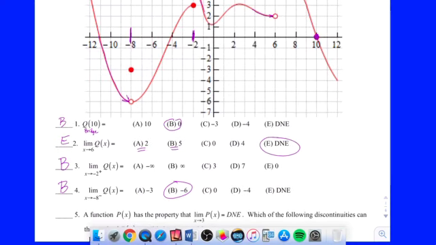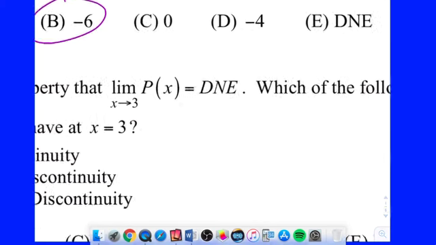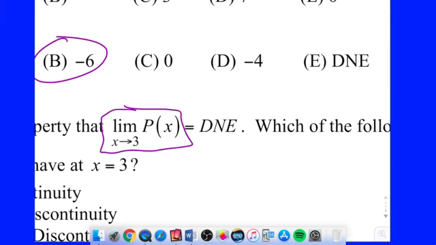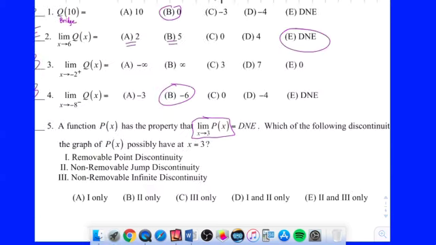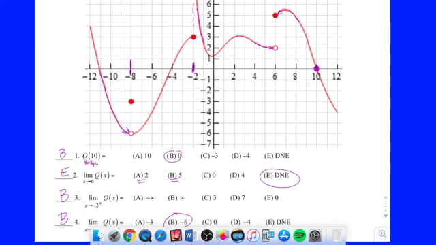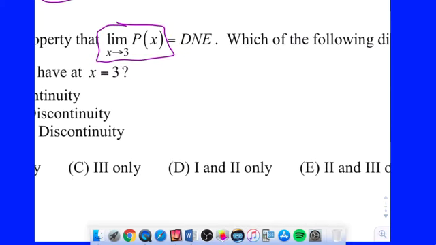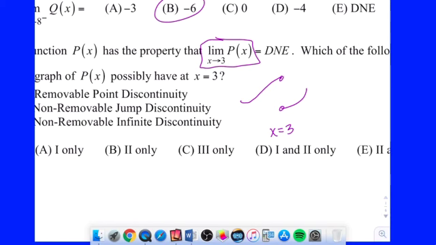That's all we use the graph for. And now this one says the function p of x has the property that the general limit as we approach 3 is undefined. Which of the following discontinuities can the graph have? Well, hopefully you were tipped off by this graph right here, yeah? If the general limit doesn't exist, it could happen one of two ways. It could be that we're approaching two different y values from both sides. The one-sided limits exist, but because they're not the same, the general limit is D and E. That would be if there was a jump discontinuity.